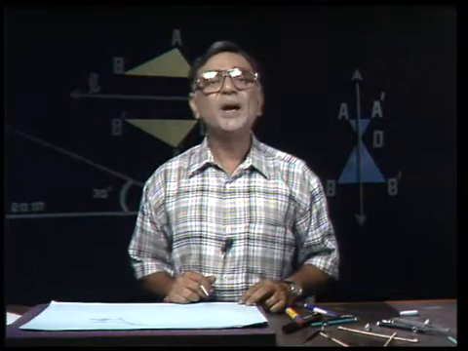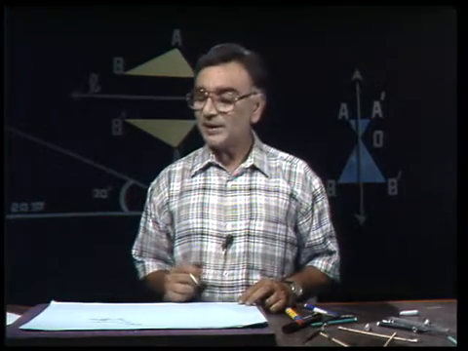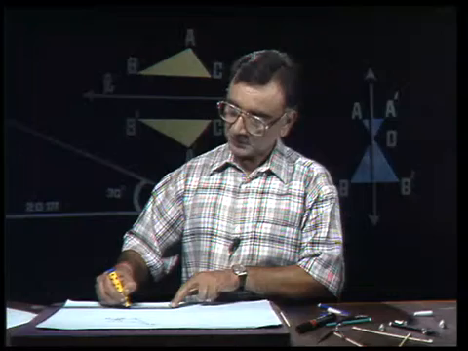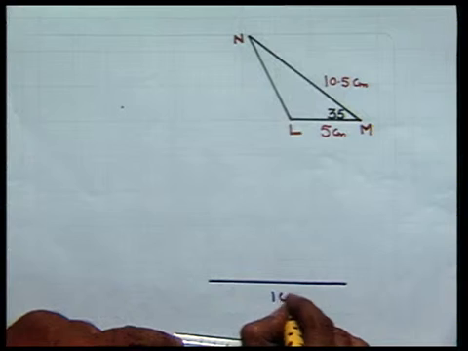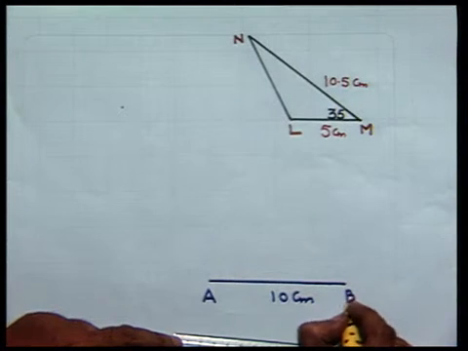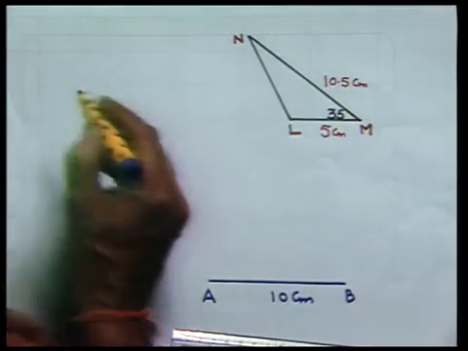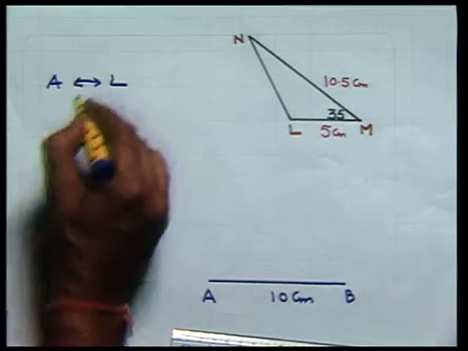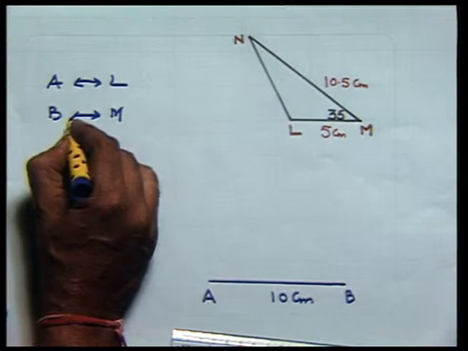Is there any other way by which we can see that the triangles are similar or not? Now, here I am taking a triangle LMN. So, here first of all I draw a line, and AB I have drawn is 10 centimeters. This point I name as A and this point I name as B. So, here A is corresponding to L and B is corresponding to M. A corresponds to L and L corresponds to A, B corresponds to M and M corresponds to B.